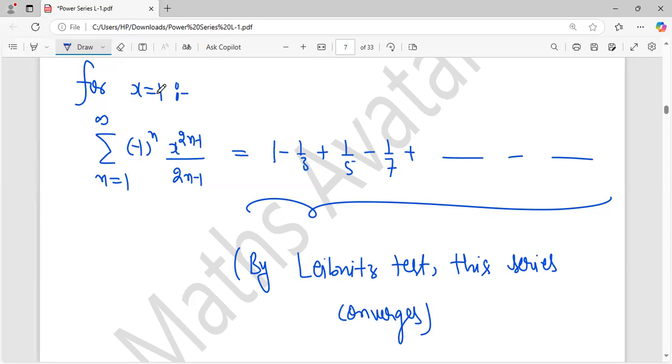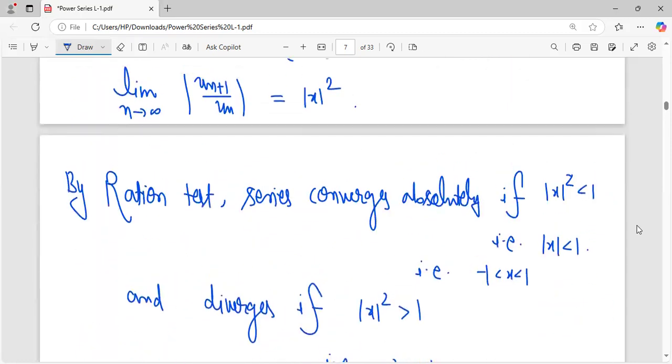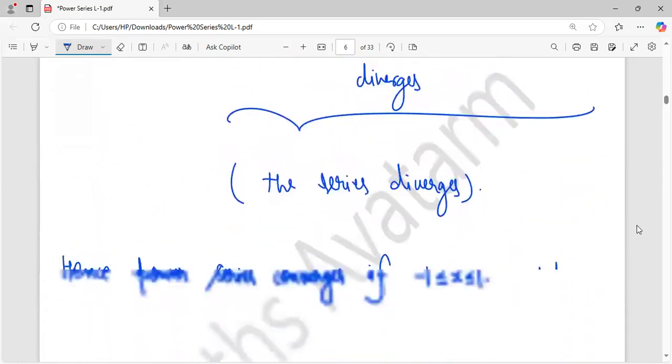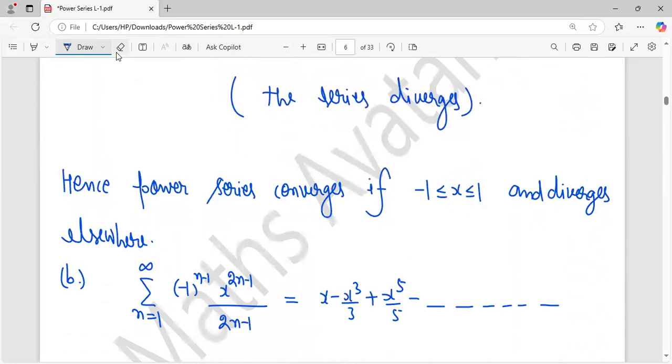Okay. So in example number 1, actually we made a mistake. In the A part, this series diverges. So in the last we have written this, that the series, we should write like that. The series, when we are taking minus 1, this series is diverging. So I made a mistake here. The series converges in this range and diverges elsewhere. Okay.